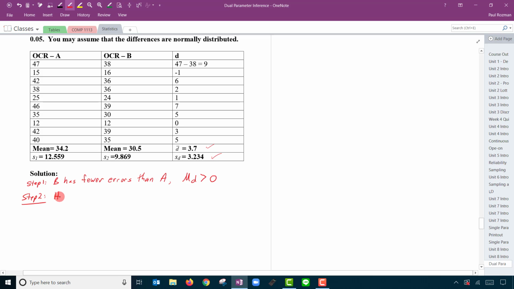But then once you do, you just roll on with your 8 steps. The claim doesn't have an equal sign in it, so it goes as the alternate hypothesis. And then the null hypothesis is that it's the opposite of that.